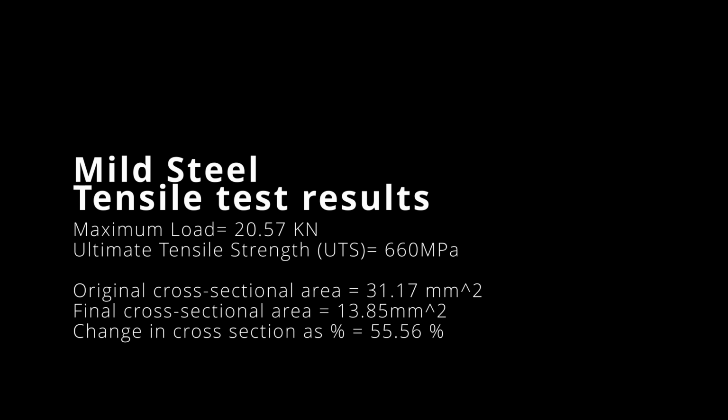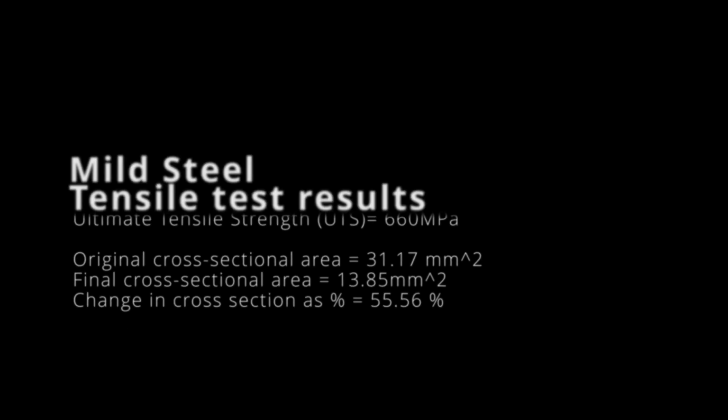Earlier on, we worked out the original cross-sectional area and the final cross-sectional area. If we take the difference of those two numbers and divide it by the original cross-sectional area, we get the change in cross-section as a percentage, which is equal to 55.56%. So it's quite a ductile material.